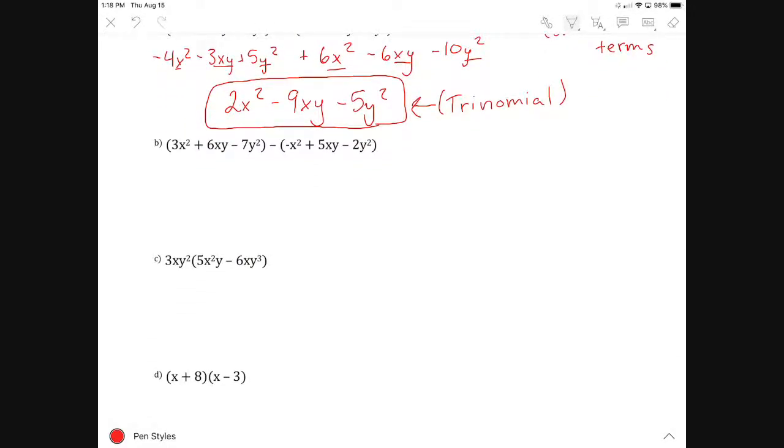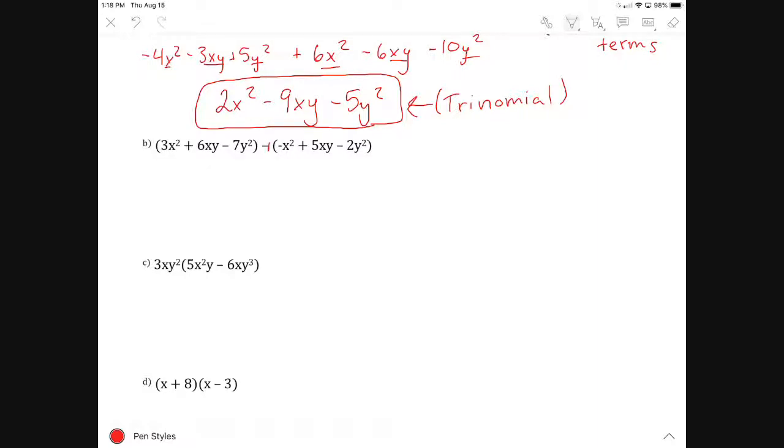So now we're going to this next one. First thing I want you to do is notice that it's subtraction. So that's really just a little bitty 1 in front of it. We're going to distribute a negative 1 into each one to make sure we have this correctly. Remember, we're going to distribute and then combine like terms, just like solving an equation. So 3x squared plus 6xy minus 7y squared plus x squared minus 5xy plus 2y squared. Because remember, that's a negative 1 that we distributed in.